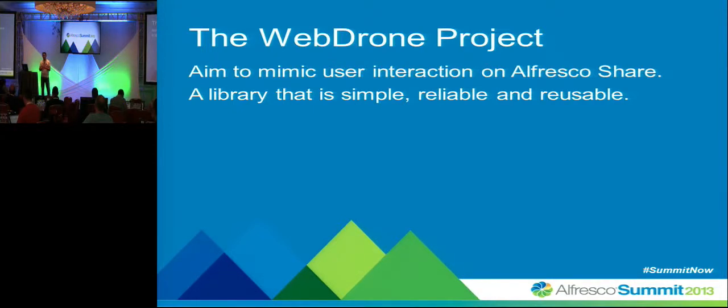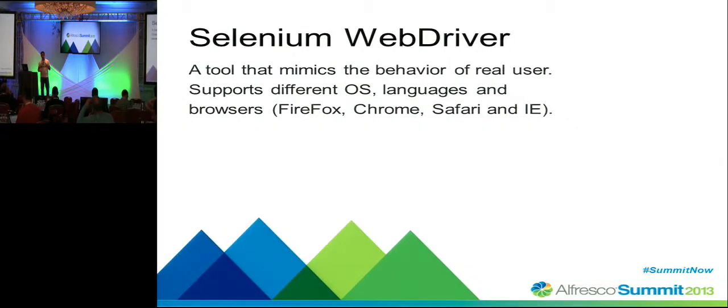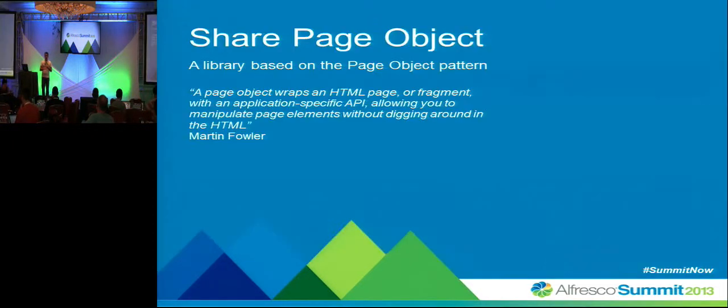The WebDrone project, in essence, is an ability for us to mimic real user interaction with Alfresco Share to drive the product and see how it behaves. And it's basically split into two things. The WebDrone itself is an unmanned browser that does the work, and it's a wrapper to Selenium WebDriver with additional functionalities such as screenshots that we can take. And the Selenium WebDriver is basically an engine beneath it. And it's the tool that interacts with the browser. It's a W3C standard now and supports different languages and OSs.